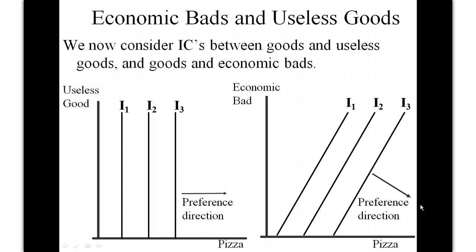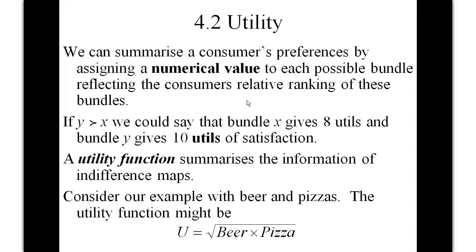But in general, we consider choices between two economic goods, two goods that offer positive levels of utility. Useless goods are at 0. There's no point in having them. Economic bads are negative. More of them leads to a reduction. So we can use indifference curves to kind of track, map, or plan out any set of preferences. So they're not tied to one set of preferences.